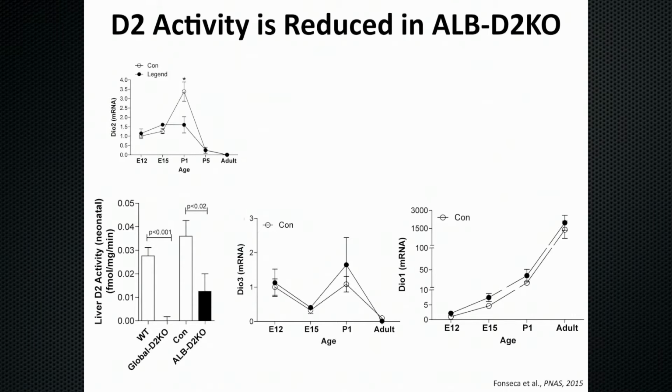The D3 and D1 mRNA levels were the same in the albumin D2 knockout mice as the controls. And if you look at the D2 mRNA levels, you can see that this peak at P1 that we observe in the controls is decreased by about half in the albumin D2 knockout animals.